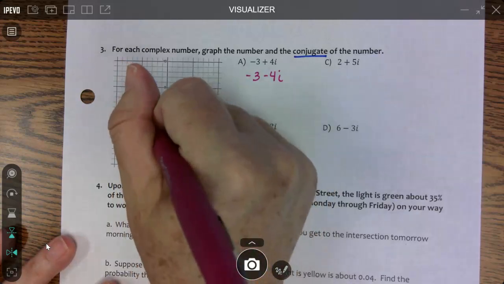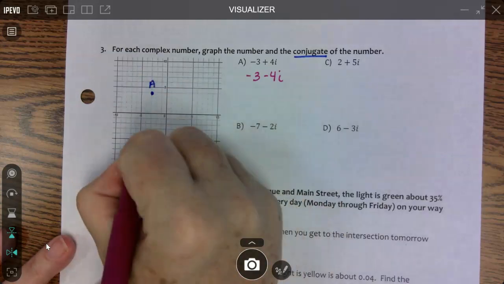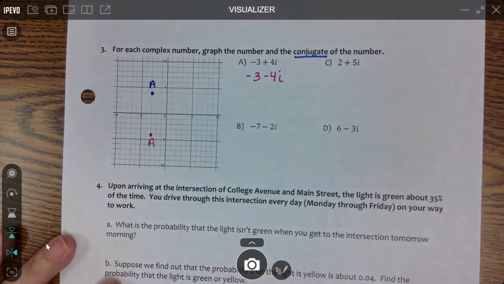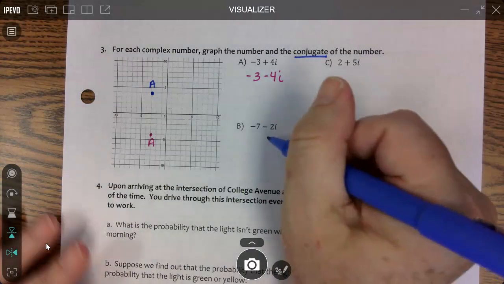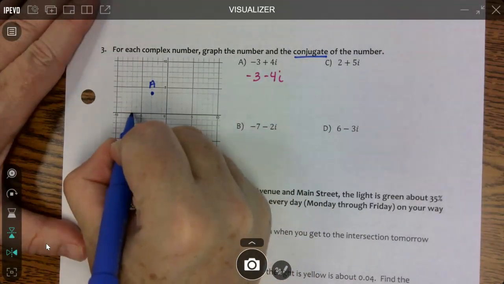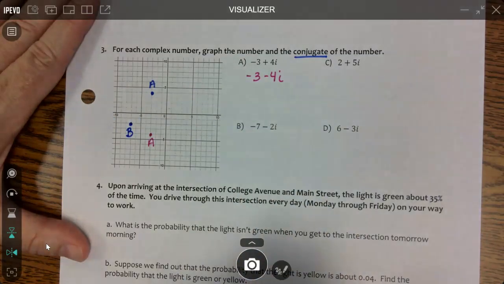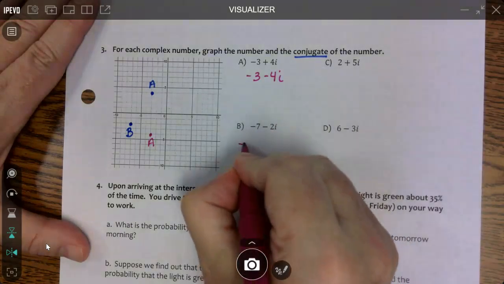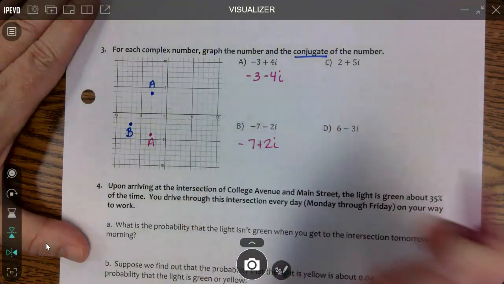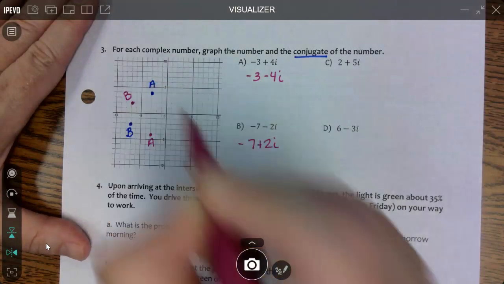Please stop. So now we're going to go 3 and down 4. This would be the other A. B, negative 7 and negative 2. So negative 5, 6, 7, down 2. There's B. And the conjugate would be negative 7 plus 2i. So negative 7 plus 2i.